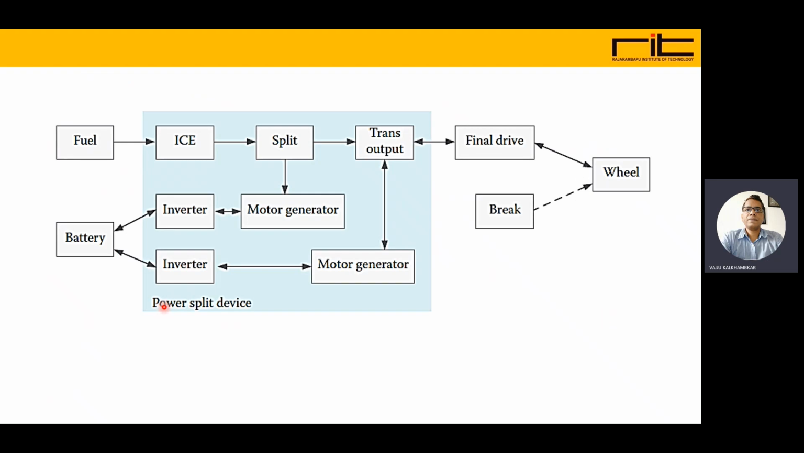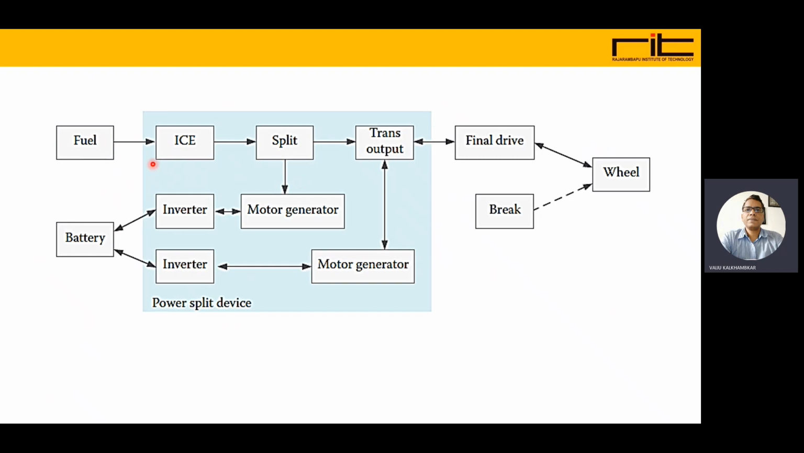This is the diagram again shown for the power split. So here you can see the IC engine with this fuel can give input directly to the wheels. This is for the parallel mode. So this is directly given by the IC engine, and at the same time the battery will also give input to the motor generator, and then it will also give input to the transmission. So it is a parallel.